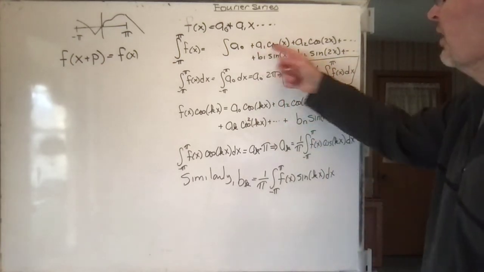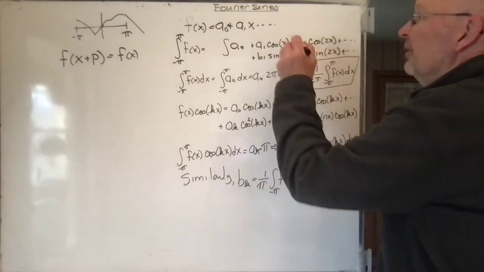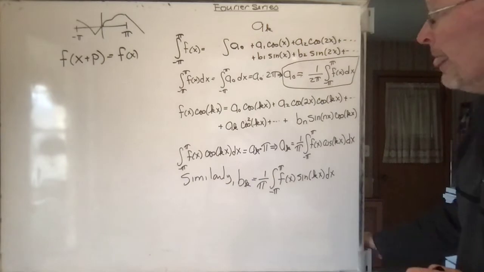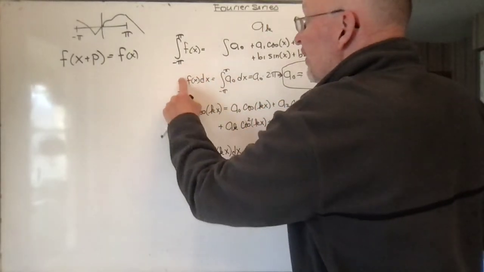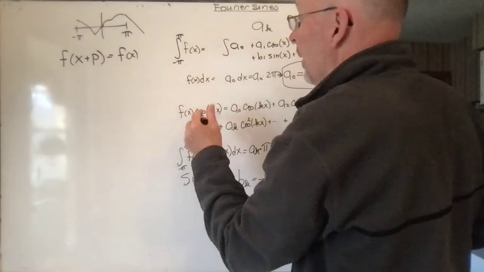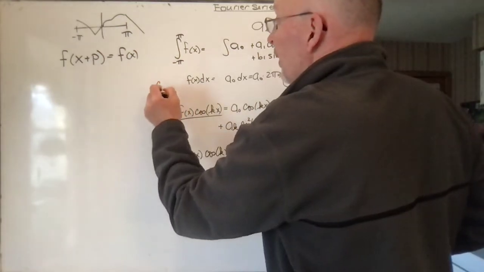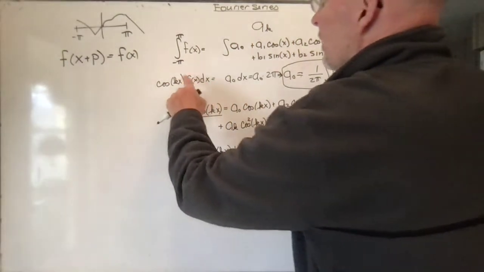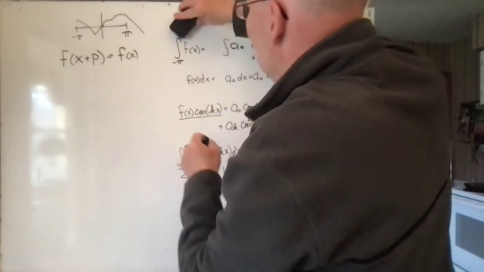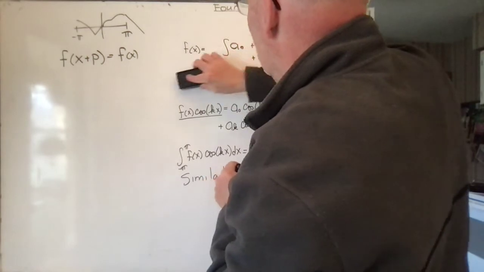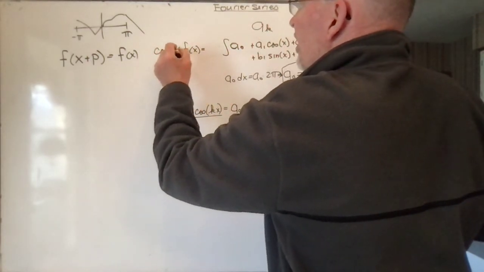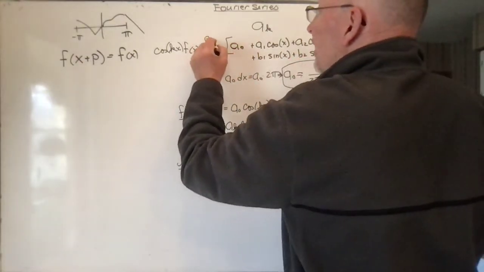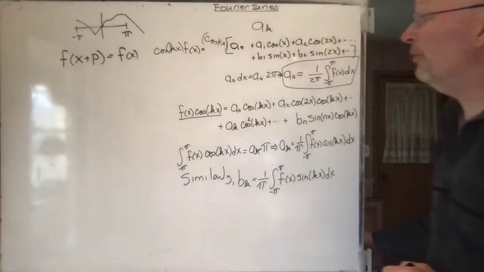Okay, how do we find these other constants? Well, say we want to find the constant a sub k. Let's get rid of this now. Okay, we want to find a sub k here. So here's what we do. We multiply this whole thing by the cosine of kx, and you multiply everything up here. You multiply this one by the cosine of kx, and you multiply all these things by the cosine of kx. Okay, multiply both sides by the cosine of kx.